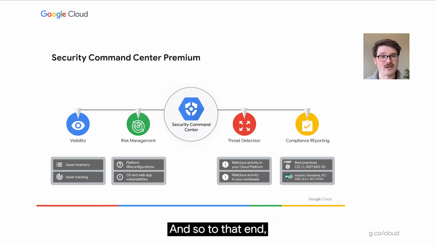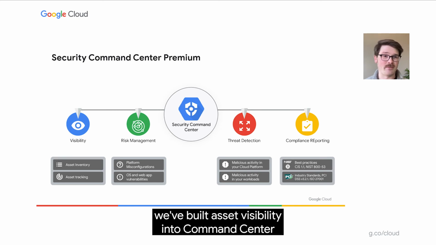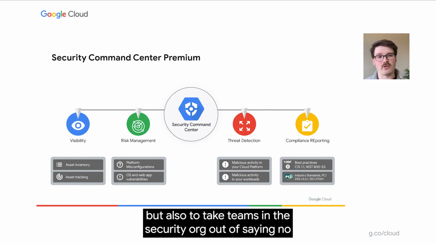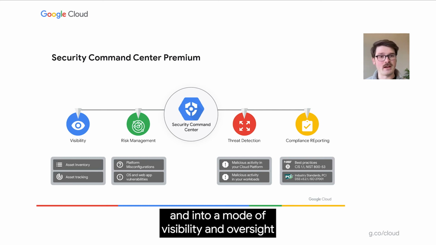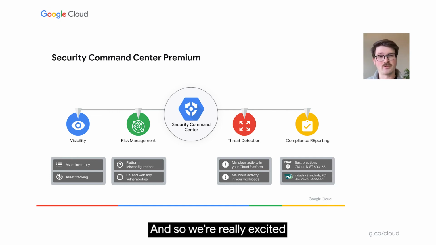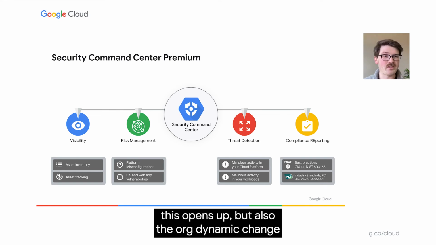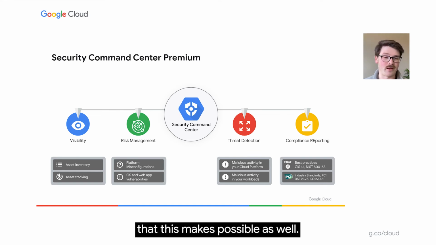And so to that end, we've built asset visibility into Command Center as a core piece, not only to help teams in the security org know what's going on, but also to take teams in the security org out of saying no and into a mode of visibility and oversight without having to say no. And so we're really excited about not only the technologic possibility that this opens up, but also the org dynamic change that this makes possible as well.